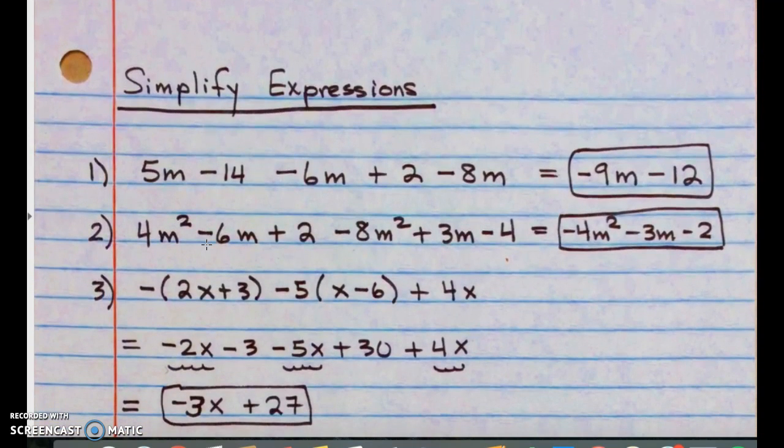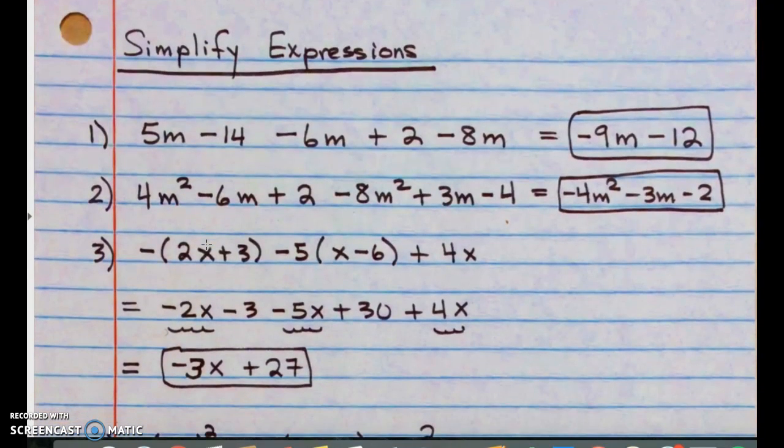Here's simplifying expressions. Always think of these as cat problems. So for instance, here are like terms, 5m minus 6m minus 8m. So 5m, take away 6m, then take away 8m. So 5 cats, take away 6 cats, we're missing 1 cat, and then minus 8 is a negative 9 cats.